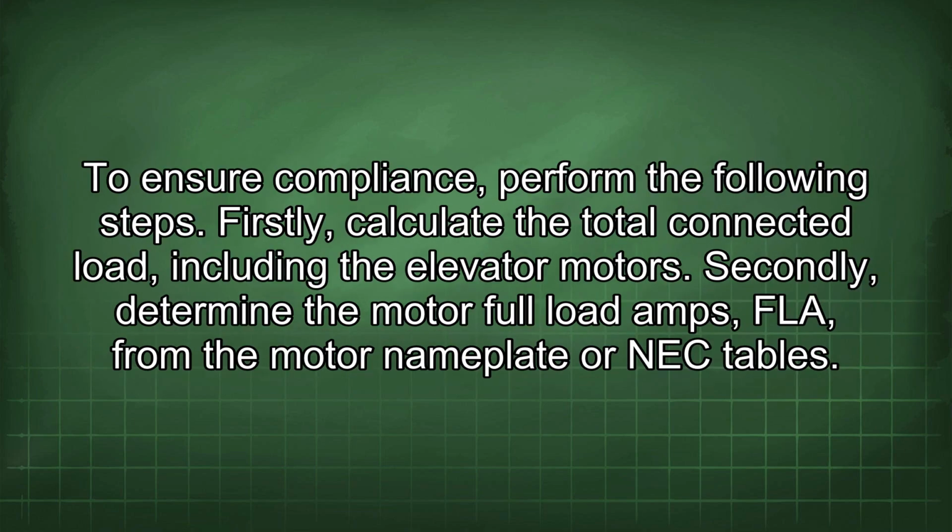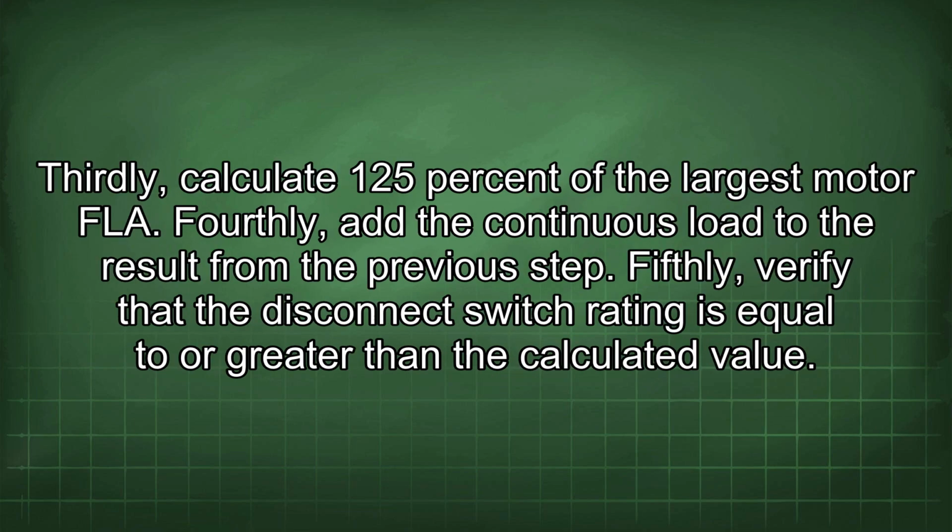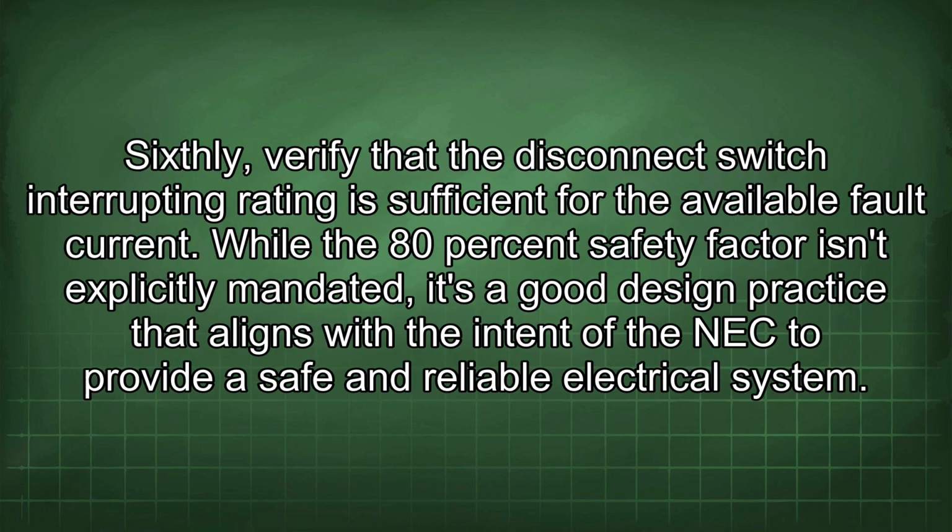To ensure compliance, perform the following steps. Firstly, calculate the total connected load, including the elevator motors. Secondly, determine the motor full load amps, or FLA, from the motor nameplate or NEC tables. Thirdly, calculate 125% of the largest motor FLA. Fourthly, add the continuous load to the result from the previous step. Fifthly, verify that the disconnect switch rating is equal to or greater than the calculated value. Sixthly, verify that the disconnect switch interrupting rating is sufficient for the available fault current.